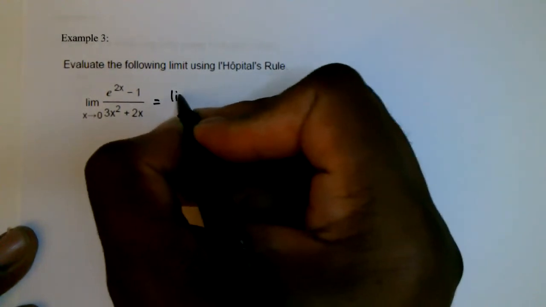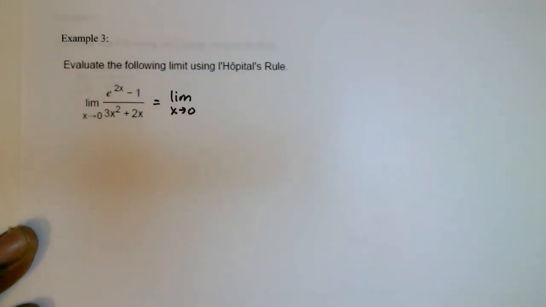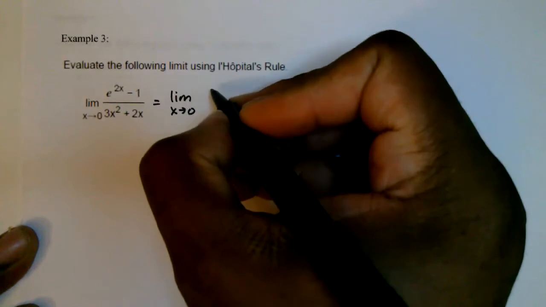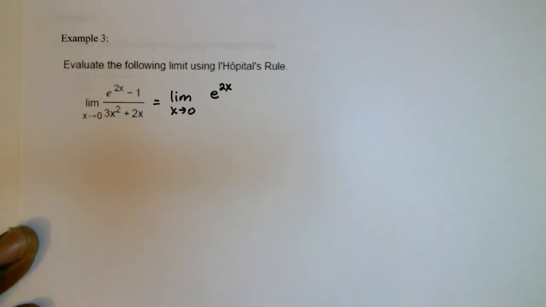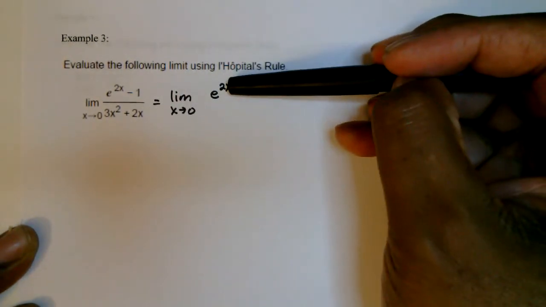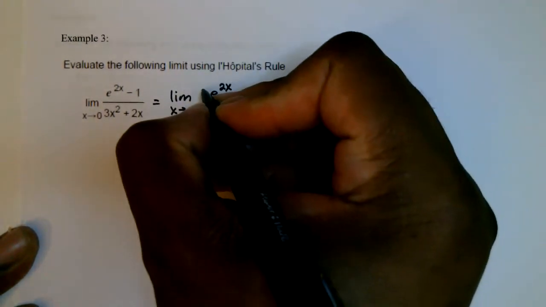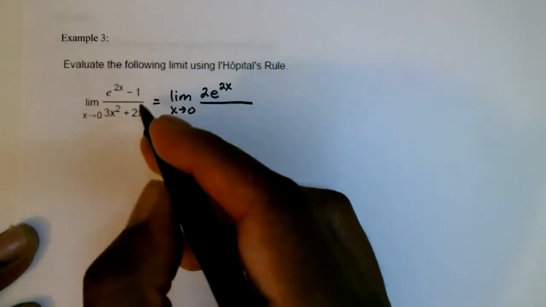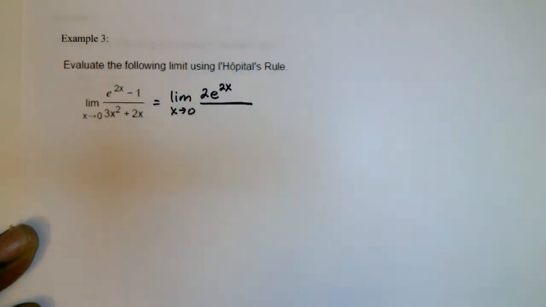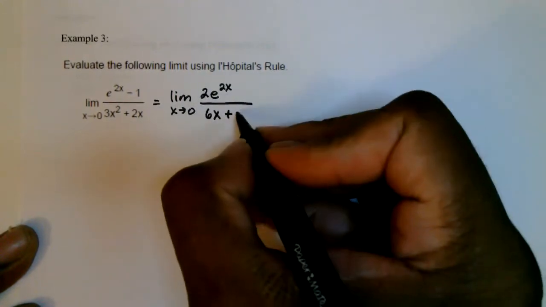So here I'm going to have a limit as x approaches 0, bring that over. Take the derivative of e to the 2x minus 1. Well, the derivative of e to the 2x will be e to the 2x. But then I have to multiply that by the derivative of 2x. I have to apply that chain rule. So the derivative of 2x will be 2. And I'm going to put the 2 in front of e to the 2x. And the derivative of minus 1 will be 0. Now for the denominator, I take its derivative. The derivative of 3x squared will be 6x plus the derivative of 2x will be 2.